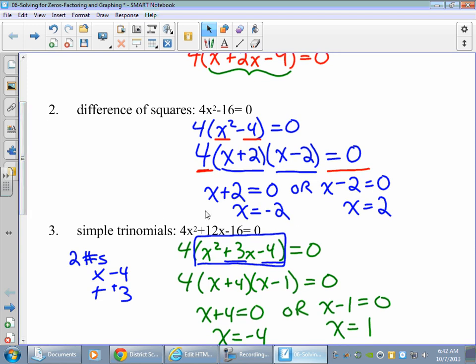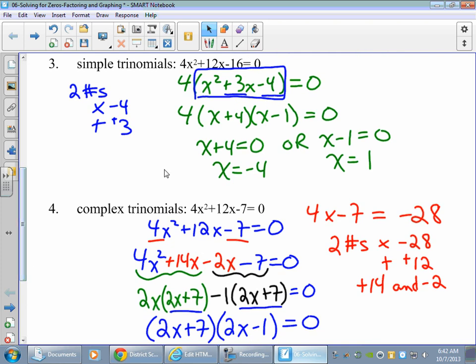Going further, the big thing here is solving these. You want to recognize that for this whole expression to be 0, one of these three numbers that's being multiplied must be 0. Clearly the 4 cannot be 0, so that means x plus 2 is 0, or x minus 2 is 0. For x plus 2 to be 0, solve it: x must be negative 2. For x minus 2 to be 0, solve it: x must be positive 2.